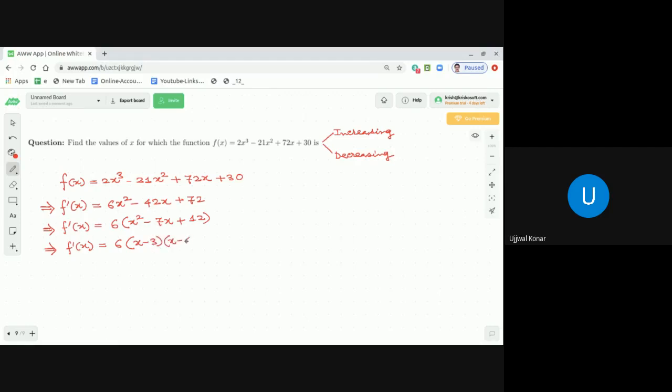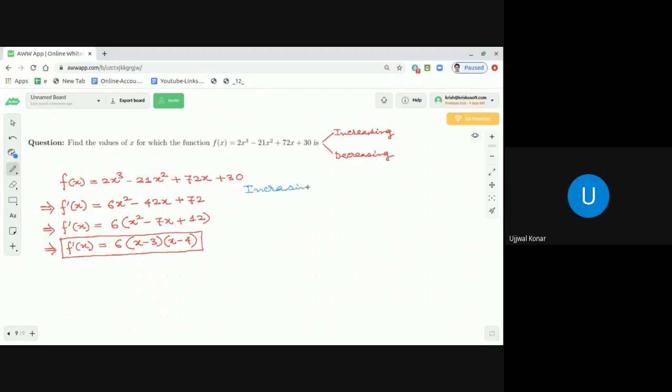Now, we need to find when the function is increasing. Okay, so let me discuss first about the increasing function. This is very important information: f dash x is equal to 6 into x minus 3 into x minus 4. Now, first we are going to study about the increasing.